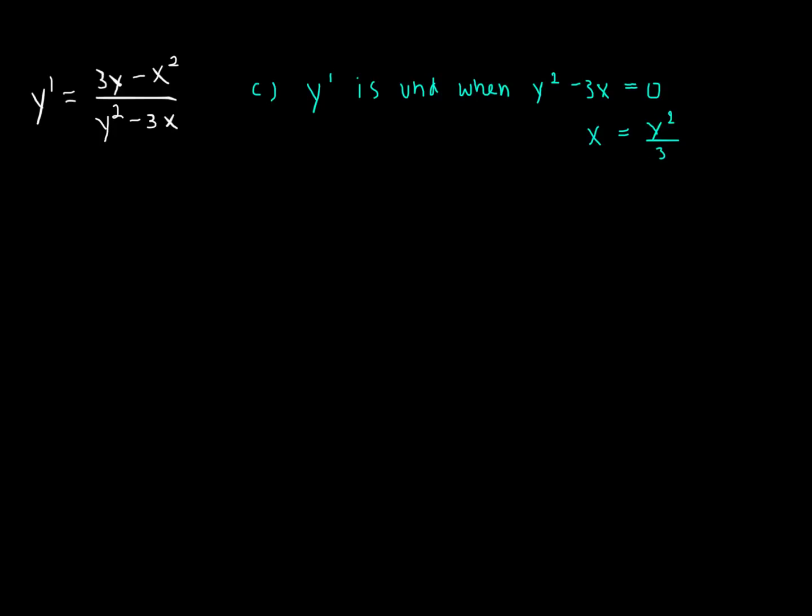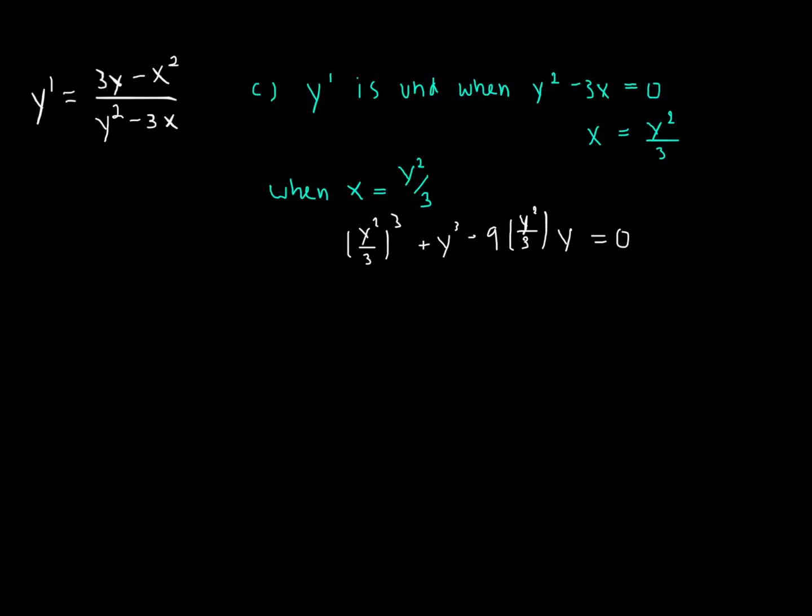How can I find these actual coordinates? Well, I can plug in this x coordinate, y squared over 3, into my original function to find what that y coordinate is going to be. I'm going to go ahead and do that now. Looking at my equation, this is eerily similar to what I got the first time around, as it should be.